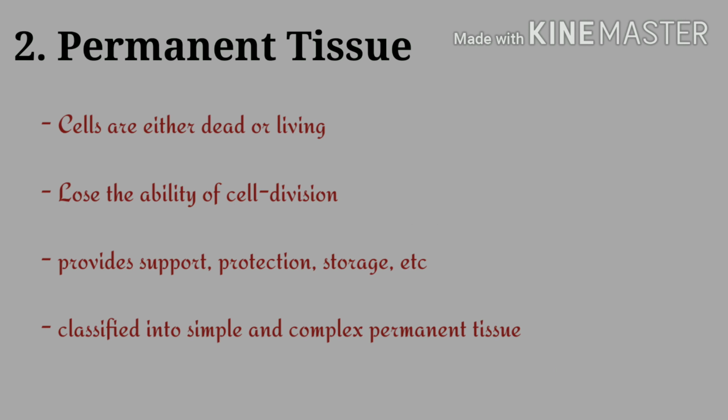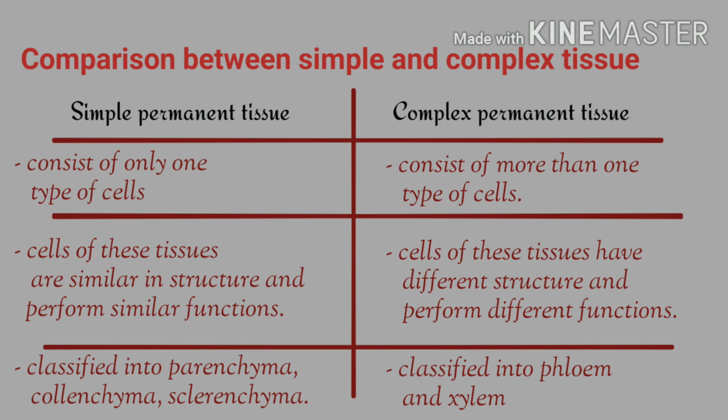Now we have permanent tissue. The cells of the permanent tissue are either dead or living. The cells of the permanent tissue have lost the ability of cell division. This tissue provides support, protection, and storage. This tissue is further classified into simple and complex permanent tissue. Here is a table showing the comparison between simple and complex tissue.